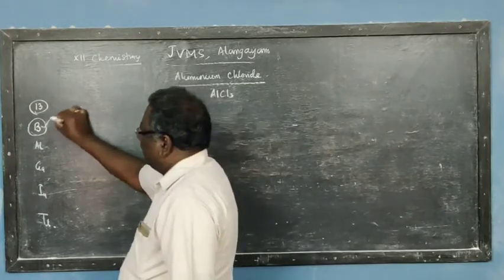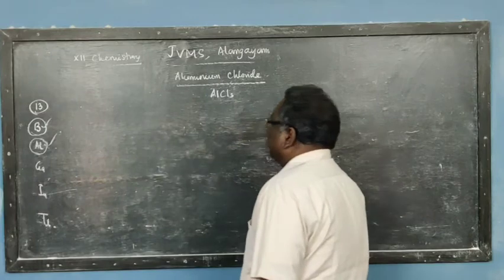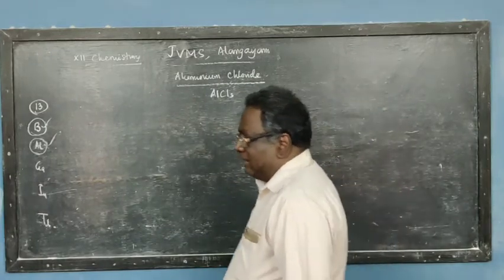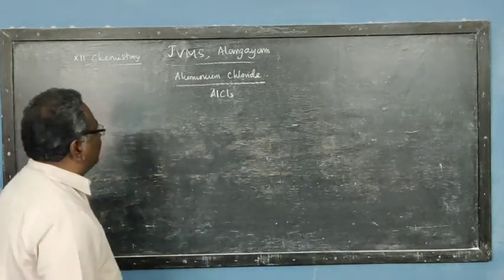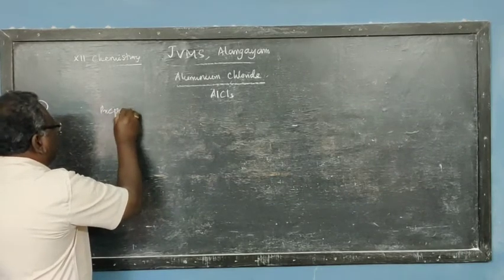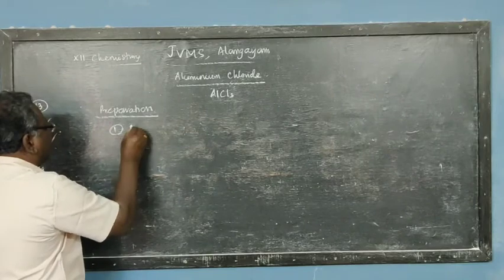And today we are going to take up the compounds of aluminum. So there are 2 compounds we are taking. The first compound is aluminum chloride, and the second one is alums, which is a double salt. Aluminum chloride preparation is done by 3 methods.